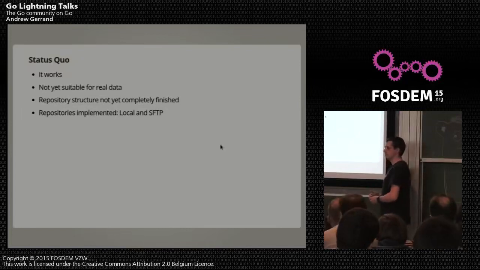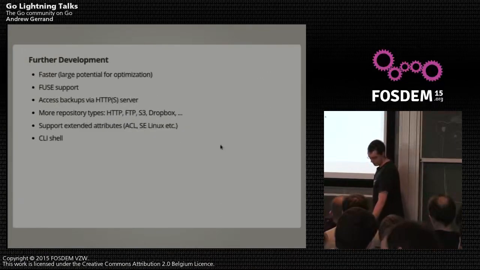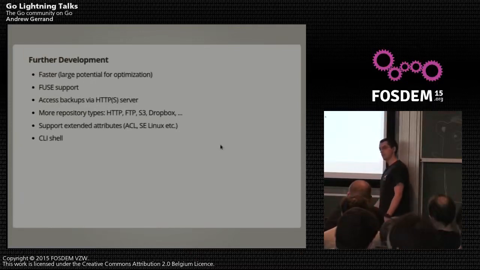I'm not really sure that this is the right structure, but there is already a version field included. So when I'm doing a new revision, then it's version 2 of the repository or something like that. Implemented actually are local storage and SFTP. But there is much room for further development. I think it can go much faster.